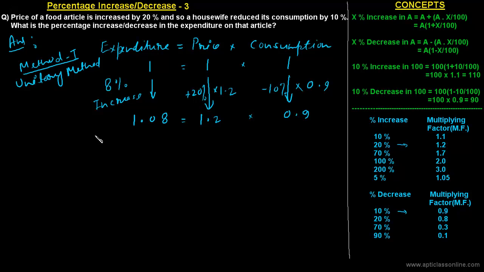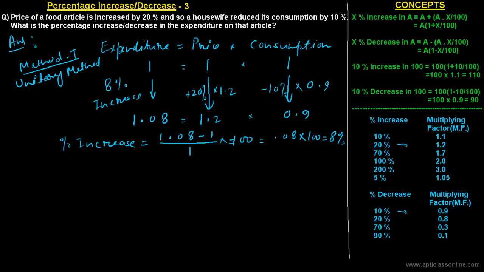Otherwise we can calculate this value with the help of the conventional formula. The percentage increase is equal to 1.08 minus the initial value, which is 1, divided by the initial value, which is 1, multiplied by 100. Yes, that is 0.08 into 100, that is 8%. Otherwise one can get the value directly by looking at this final value of expenditure.